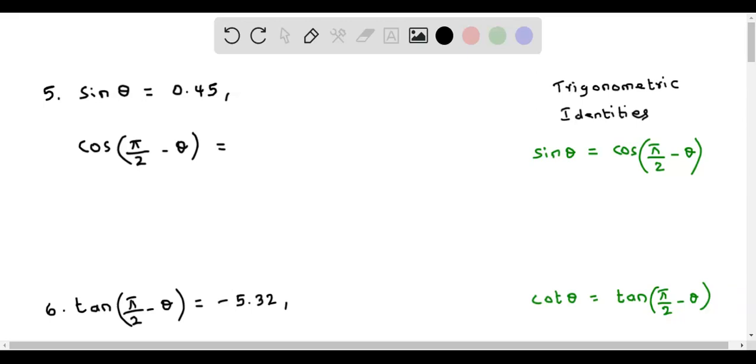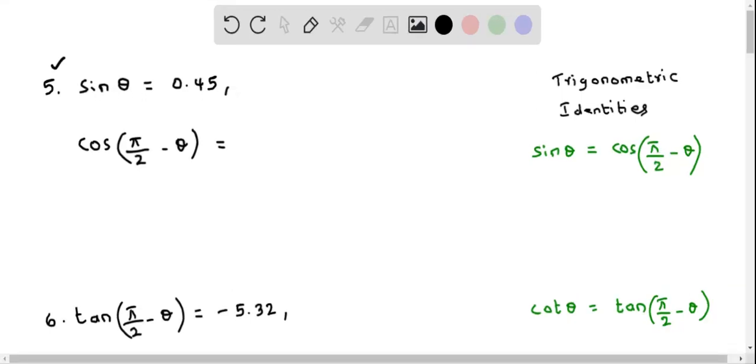Let's do question 5. Here we are given sine theta equals 0.45 and we have to determine cosine of pi by 2 minus theta. I'm going to use this trigonometric identity which says that sine theta is identical to cosine of pi by 2 minus theta. Otherwise, we can say that cosine of pi by 2 minus theta is identical to sine theta.